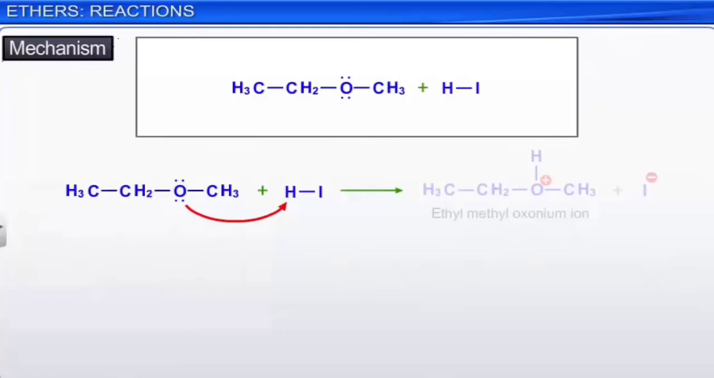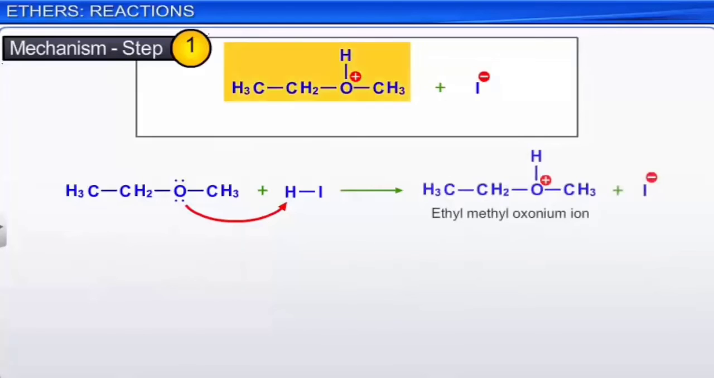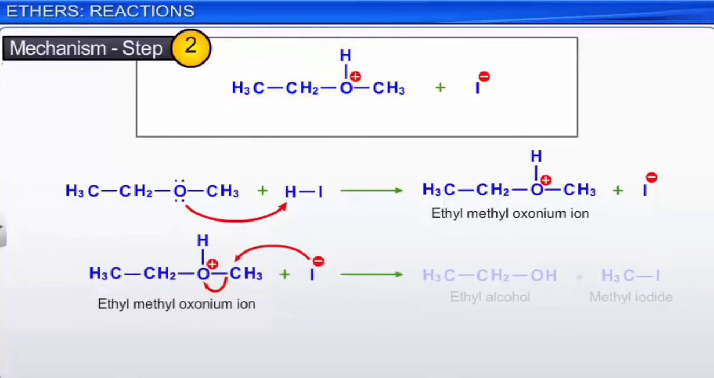In the first step, a proton is transferred from the hydrogen iodide to the ether to form an ethyl-methyl oxonium ion, which is a protonated ether. In the second step, which is the slow step of the reaction, the iodide ion, which is a good nucleophile, attacks the least substituted carbon of the dialkyl oxonium ion as shown. This produces ethyl alcohol and methyl iodide.